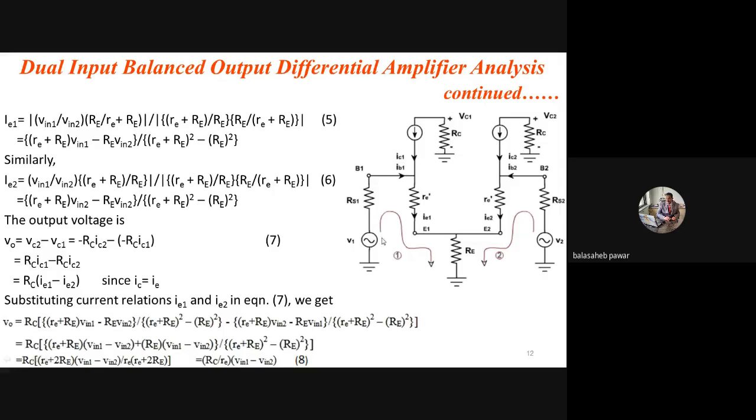So how much will be the output of this differential amplifier? It will be equal to capital RC by small re into the difference of V1 and V2, that is Vin1 minus Vin2. This is the important equation for VO. So you will observe that the output voltage of the differential amplifier is dependent on capital RC and small re.